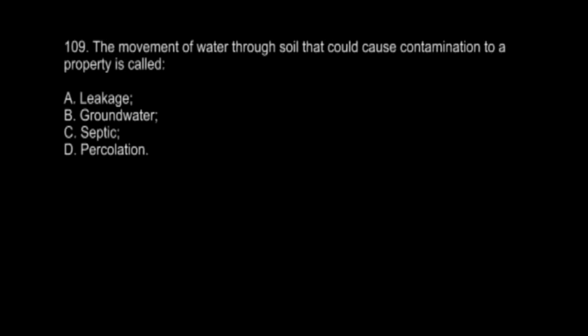109. The movement of water through soil that could cause contamination to a property is called: A, leakage; B, groundwater; C, septic; D, percolation.